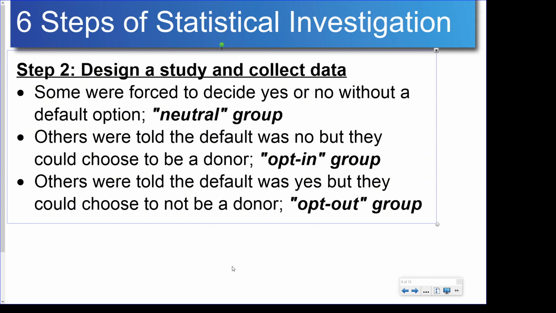Now, some were forced to decide yes or no without a default option. Some were told that the default option was no, but they could choose to be a donor. Others were told the default was yes, but they could choose to not be a donor. And for our purposes, we're going to call the group that had to decide the neutral group. The ones who were told the default was no, but they could choose, we're going to call the opt-in group. And then finally, the third group, who was told the default was yes, but they could choose not to, that's the opt-out group.